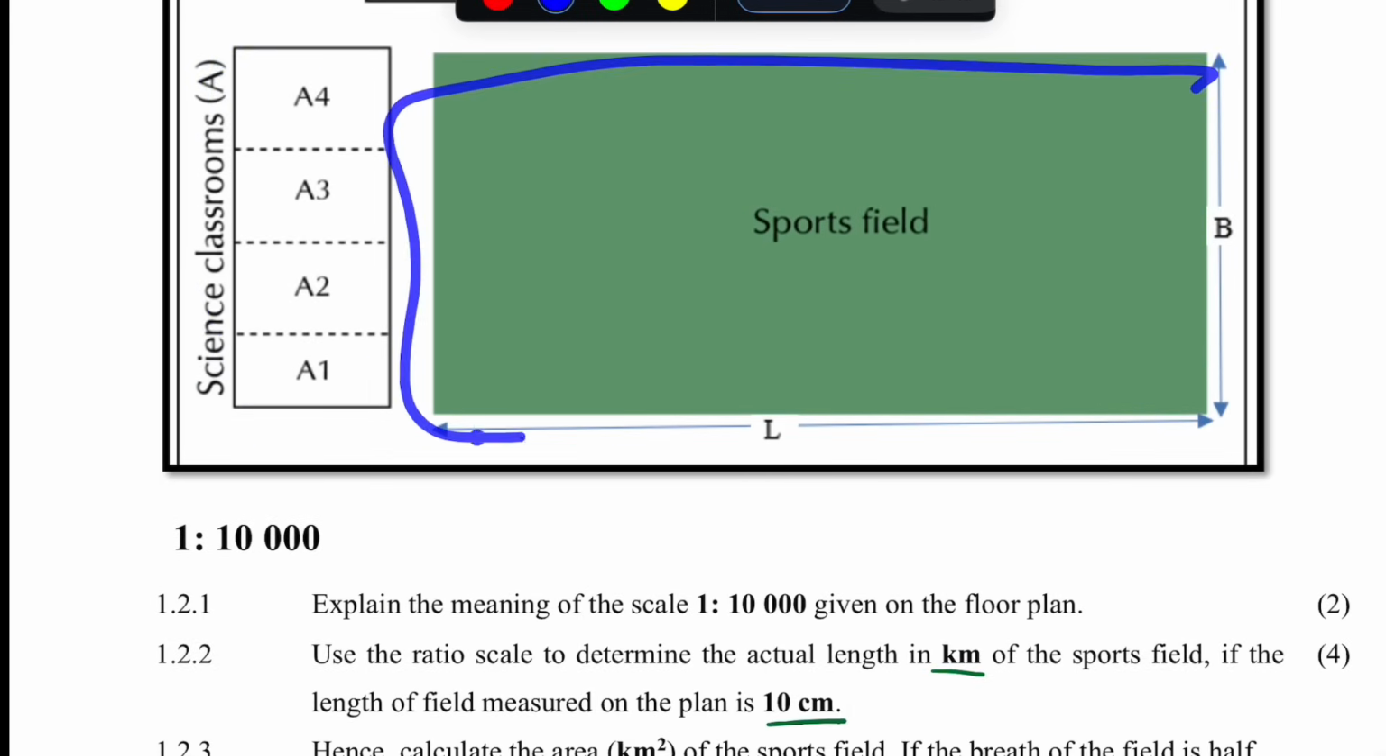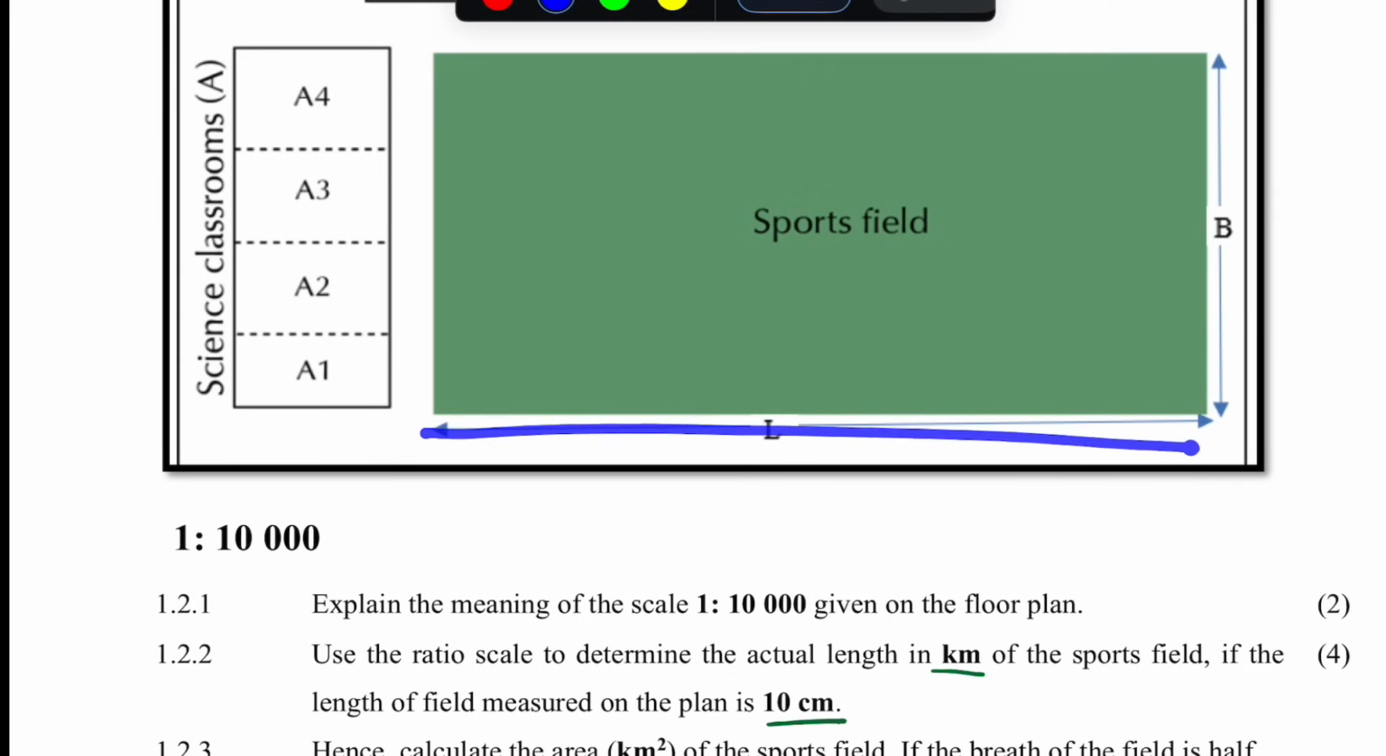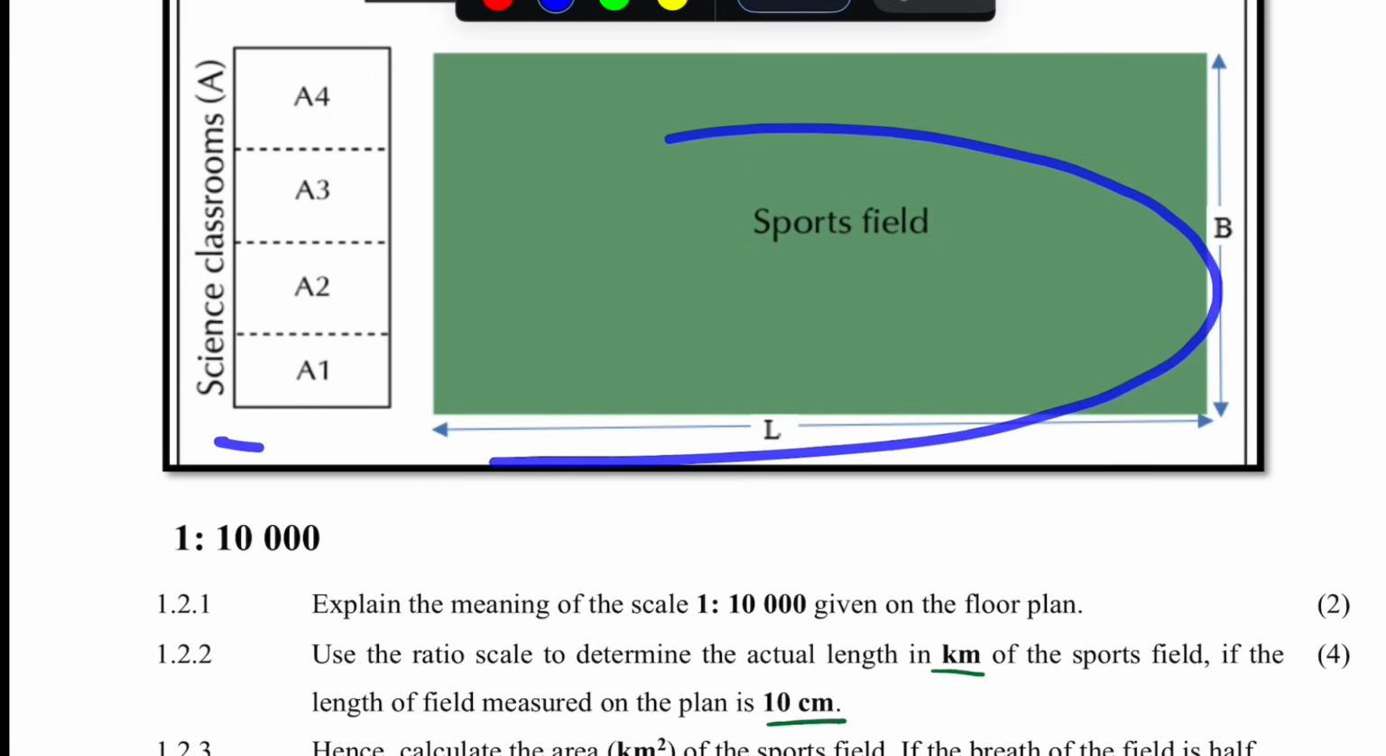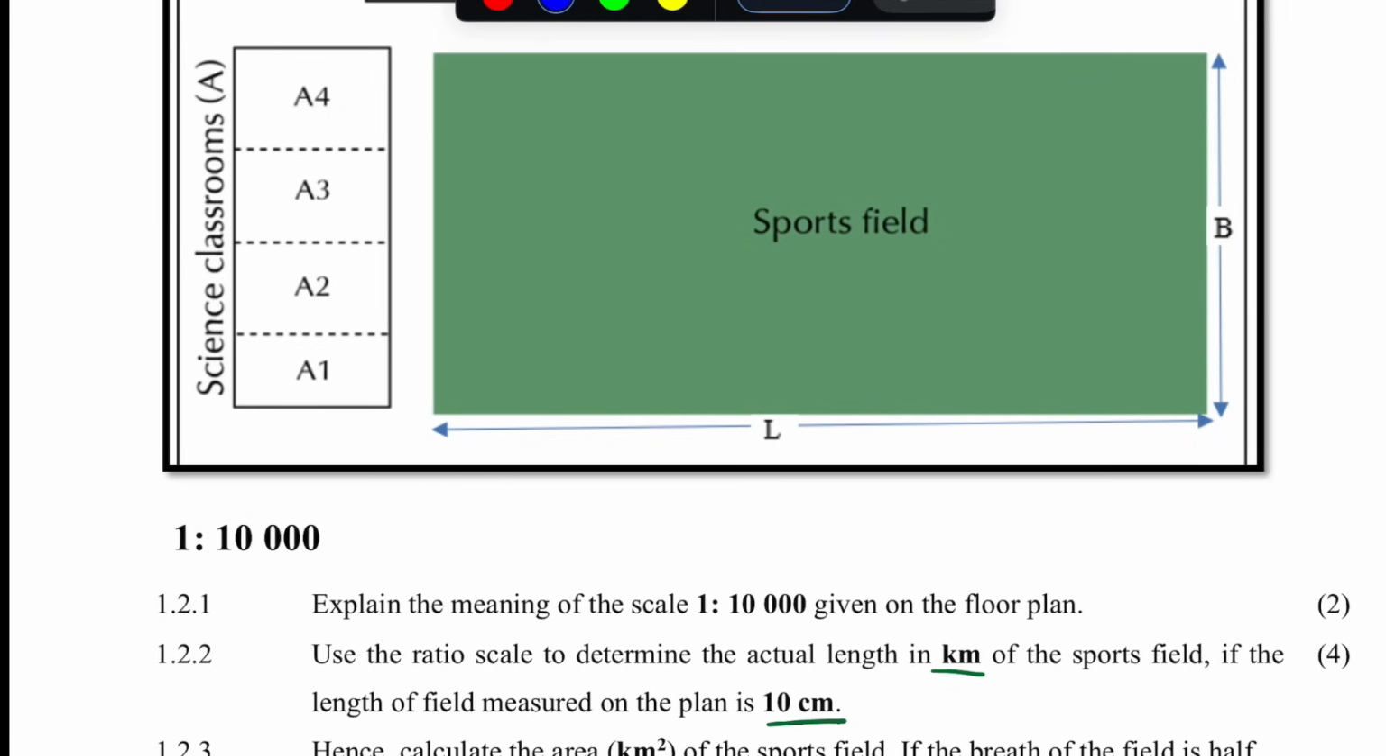So in this sport field, guys, we are given here the length, which is the longest side, and the width, which is the breadth. And we're given here the ratio of this. So the ratio of this is 1:10,000. So it's 1 unit on the plan is equal to 10,000 in real life.